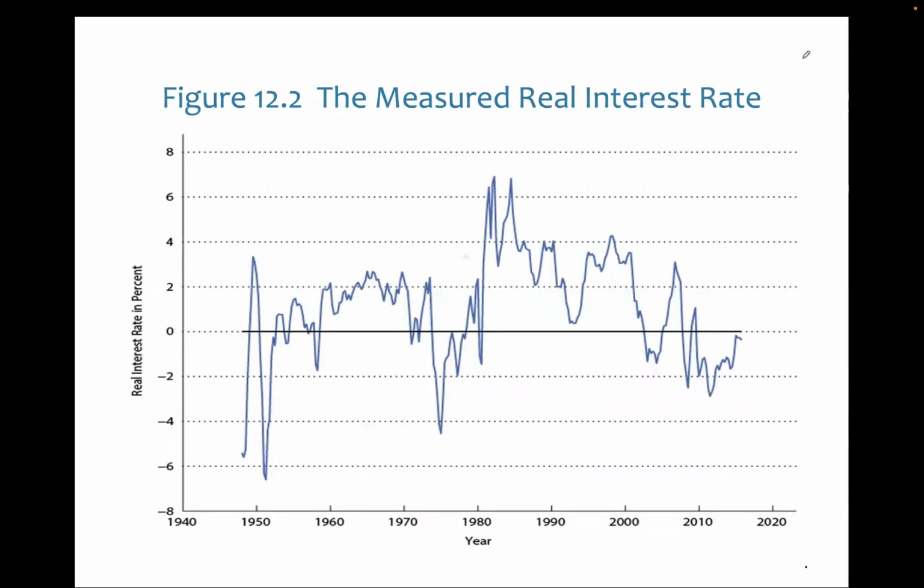Another thing I want to highlight is the real interest rate. The real interest rate fluctuates, and since the 1980s it has kind of declined. This plays an important role in terms of government policy making. All right, so we will pick up that later.